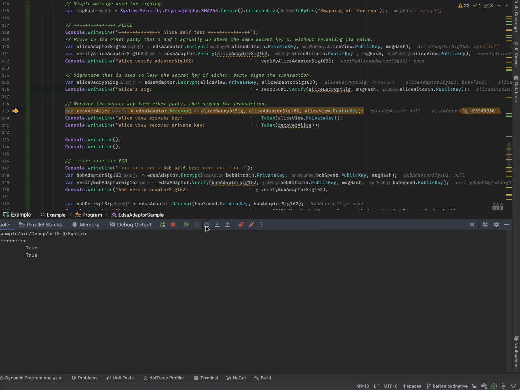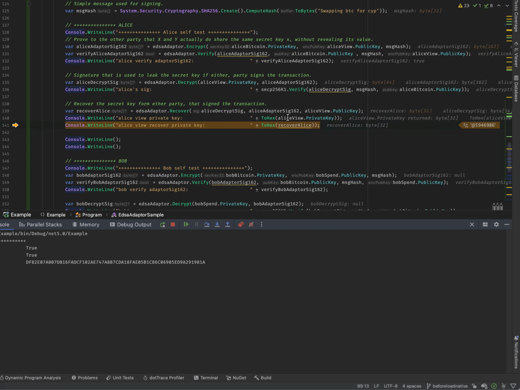So that is true, and because that's true, and she publishes it onto the chain just as a self-test, she then recovers from her decrypted signature that signs her address, with her adapter signature and Alice's view public key, right? We just do a test to see if that is the actual key that we're trying to leak through this adapter signature, and that comes out to be true. So we've now got the view private key, the one that we want to leak.